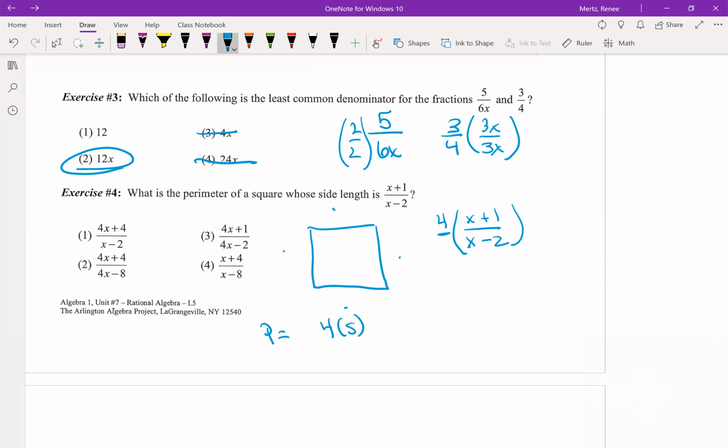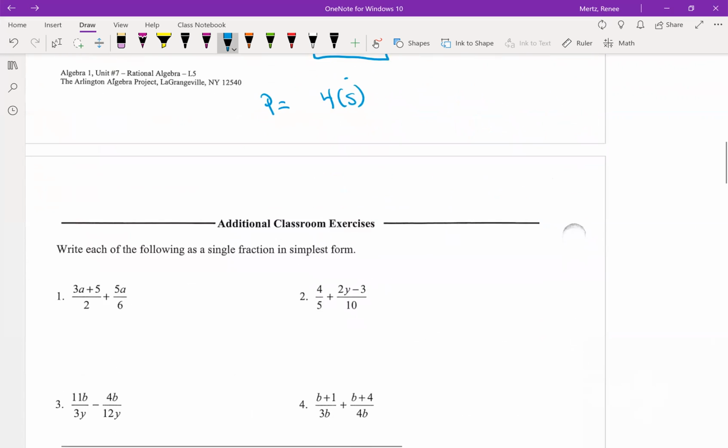Remember when we're multiplying, that's over a 1. So we get 4x plus 4 over x minus 2. The denominator does not change. So it's choice 1. They tried to trick you with some of those choices.